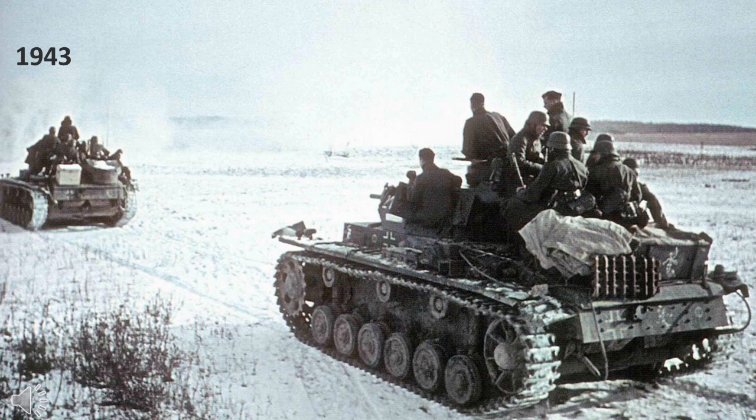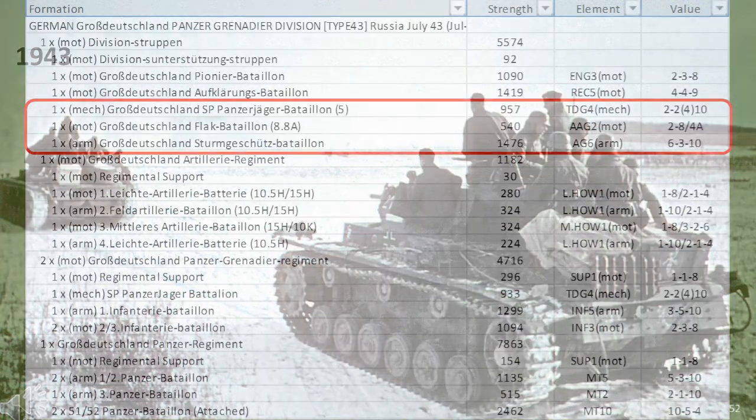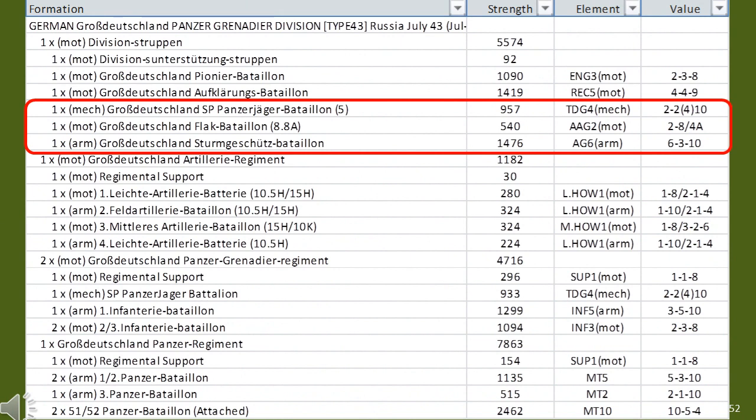In fact, sometimes the reality was far in excess of the official formation strength. The Grossdeutschland Panzer Grenadier Division, while not a Panzer division, had a number of significantly powerful Panzer battalions attached to it, such as the Panther tank battalions. This Panzer Grenadier Division consisted, in addition to the normal Panzer division formations, of a tank destroyer battalion, a flak battalion, and an assault gun battalion, which we had not seen earlier in any of the divisional structures.